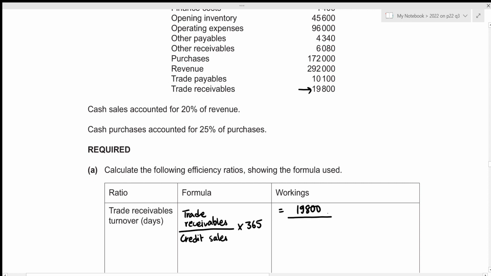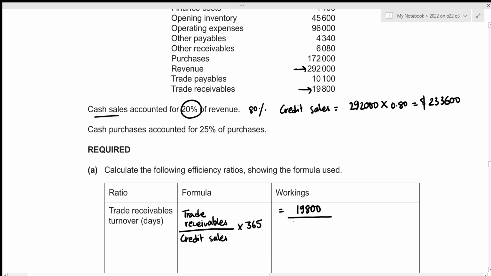Okay, so let's substitute the value for trade receivables, which is given right here to be 19,800, and let's divide it with our credit sales. And here we can see that cash sales accounted for 20% of the revenue, which means that the remaining 80% of the revenue is going to be credit sales, right? So let's figure out the amount for credit sales. That's going to be total revenue, which is given right here to be 292,000 times 80%, which we can write down as 0.80. And this results in the value of 233,600. So this is the required credit sales.